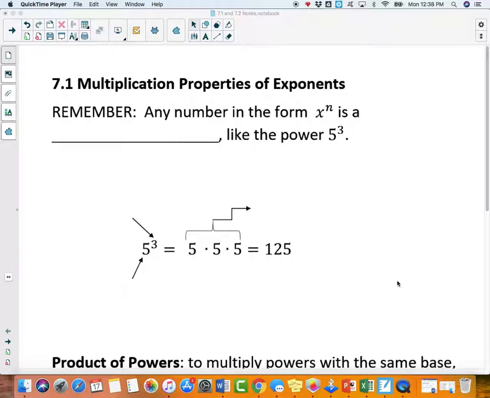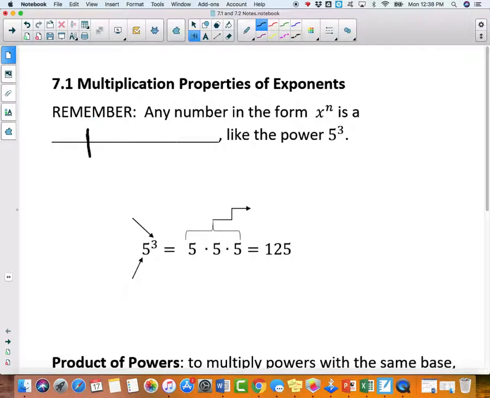Multiplication properties of exponents. Remember that any number in the form x raised to the power of n is called a power. Our example is 5 to the third power. The exponent, that little arrow is pointing to the exponent, 3. The exponent tells you how many times you're going to repeat the factor or the base.